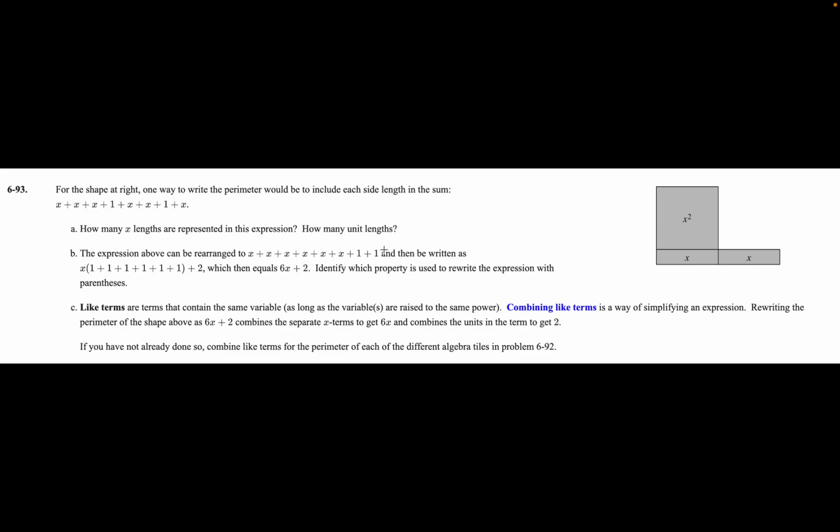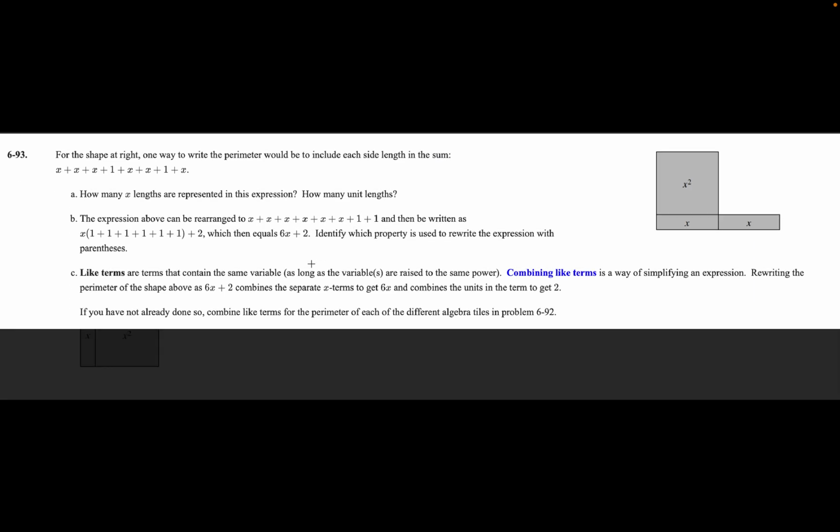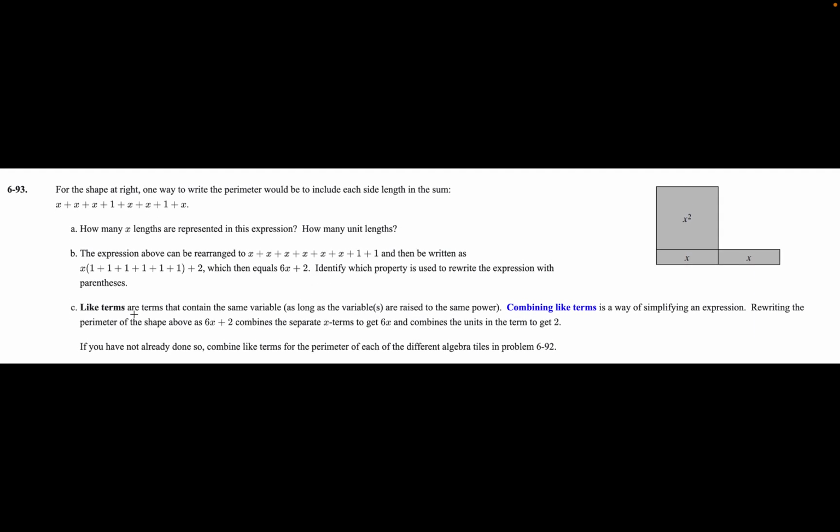And 1 plus 1 is 2. There we go. And this is talking about like terms, and this is basically what I was explaining yesterday, which is that the like terms are all the x's can be combined because they're similar things, and the actual numbers can be added up, but you can't say like add the x squareds to the x's because they are different. They represent two different things.